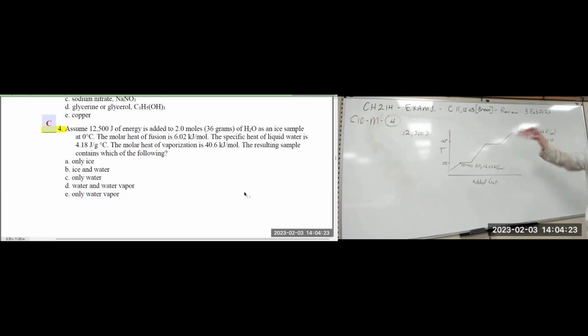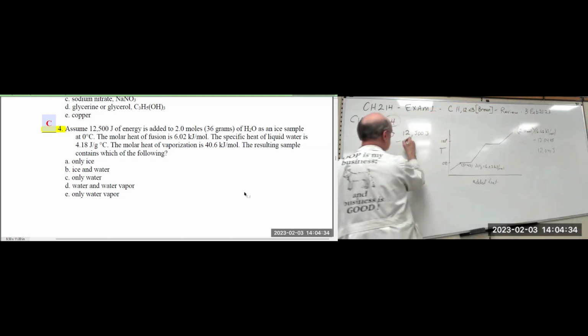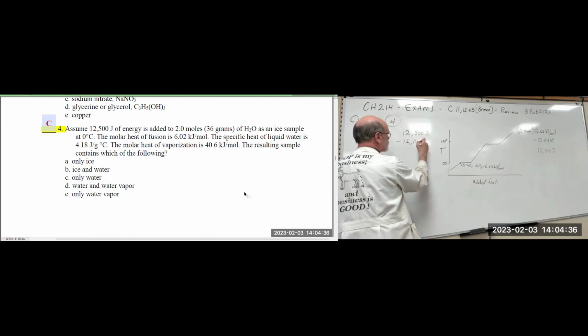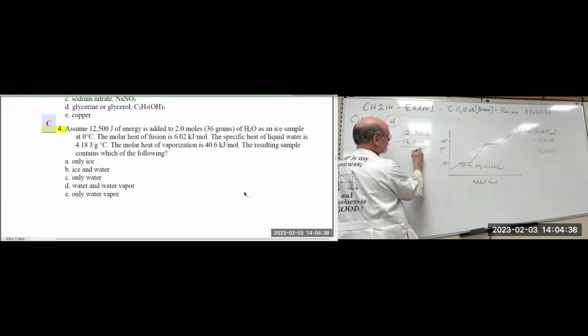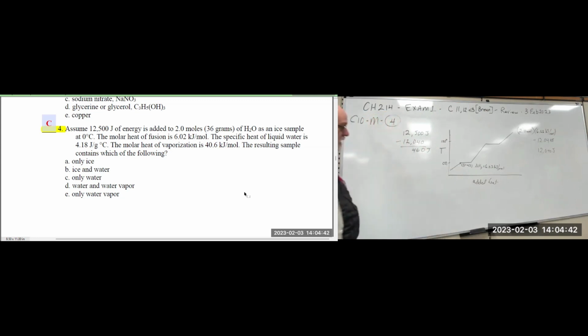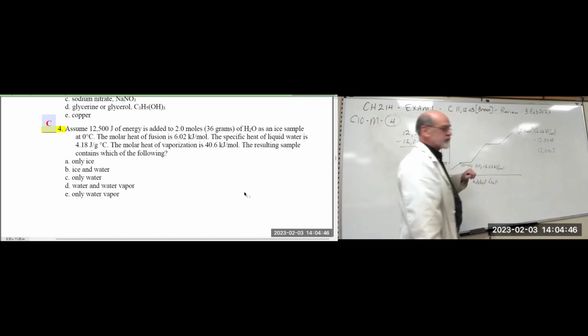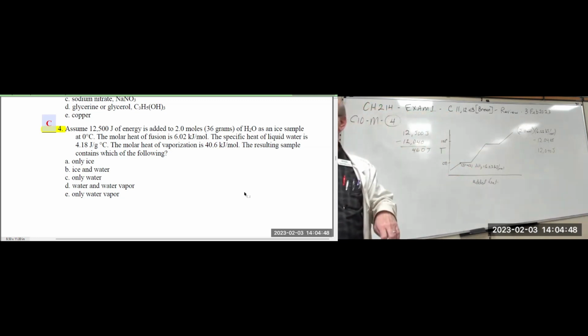But we're starting out with joules, not kilojoules. So how many joules is a kilojoule? Well, 12,040 joules. So we've used up 12,040 joules. So we have left 460 joules. Okay, now we can use 460 joules to heat the liquid water.